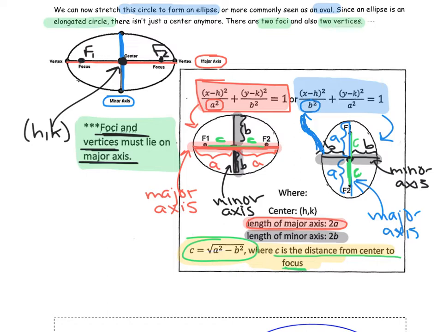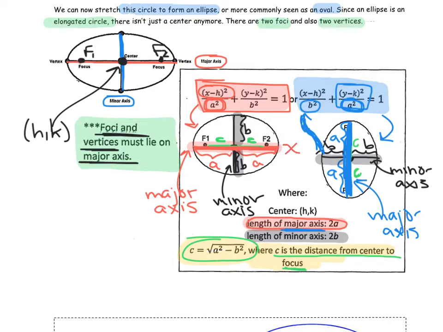So if you notice in this equation, do you see how y is being paired with a squared? And twice a is the length of the major axis. Well, because y minus k squared is being divided by a squared, that means our major axis is vertical. So our major axis is going to be vertical when it's being divided by a squared with y squared on top. So I'll say that just one more time. When you have x squared being divided by a squared, that means the major axis is along the horizontal. Think about it as along x.